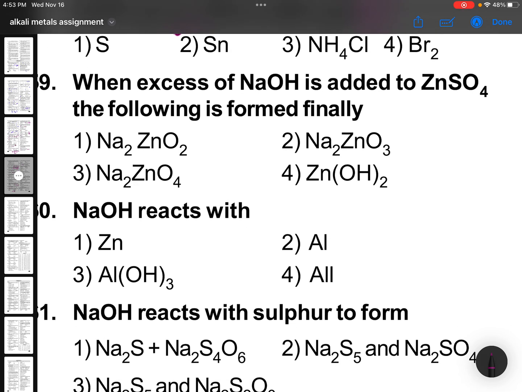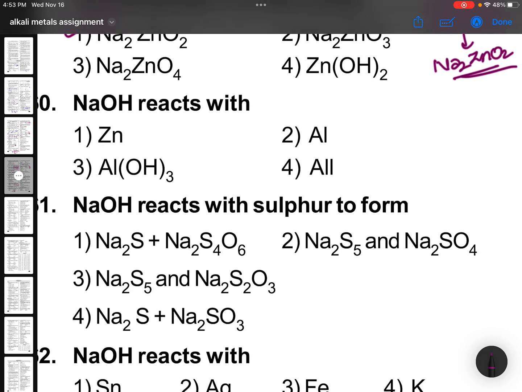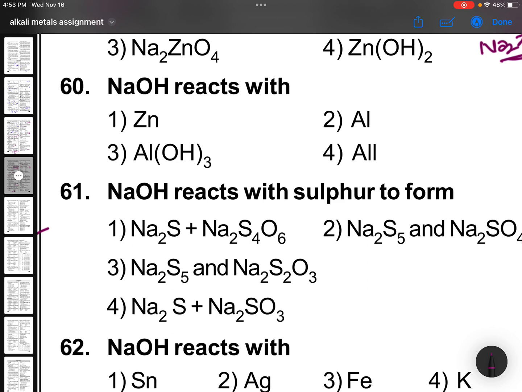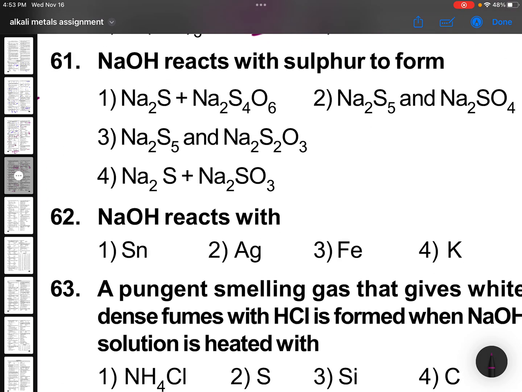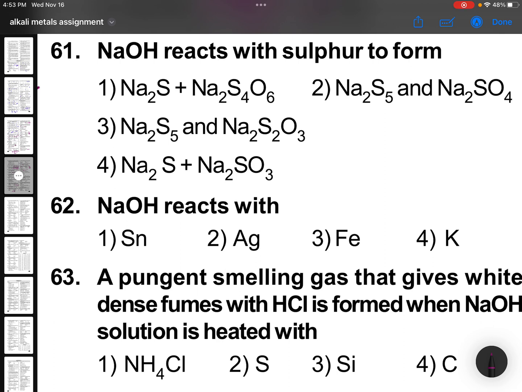When excess of NaOH is added to ZnSO4, first of all it forms Zn(OH)2, then it forms Na2ZnO2. Just now we were discussing sodium zincate. Sodium hydroxide can react with any of this. Now zinc can give hydrogen gas, aluminum can give hydrogen gas, aluminum hydroxide can give and forms Na3AlO3 or NaAlO2. All these are possible. NaOH reacts with sulfur to form, this is interesting, again a disproportionation reaction.